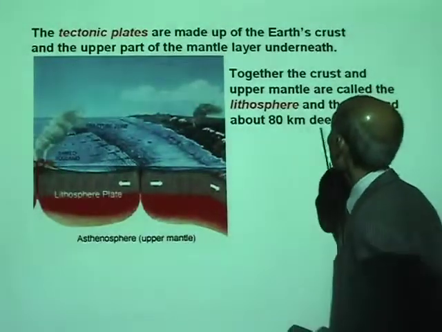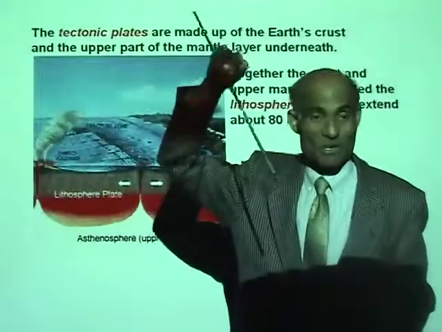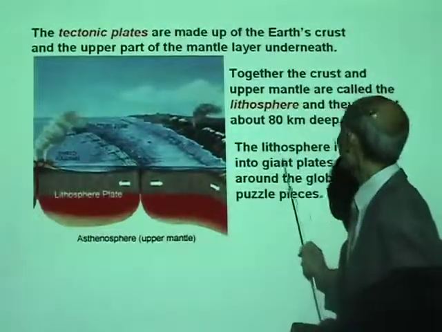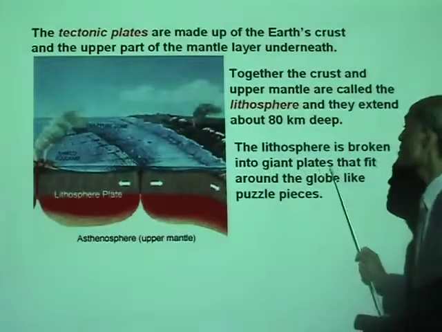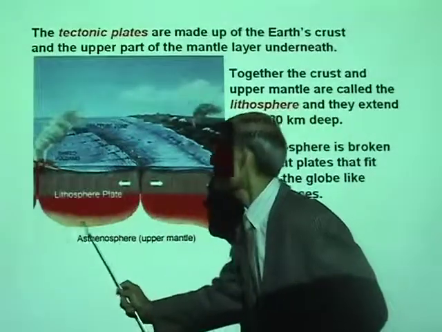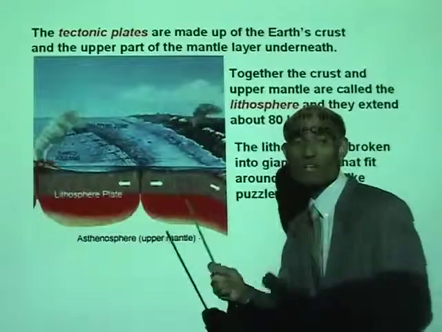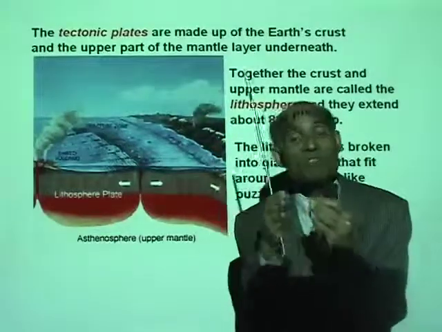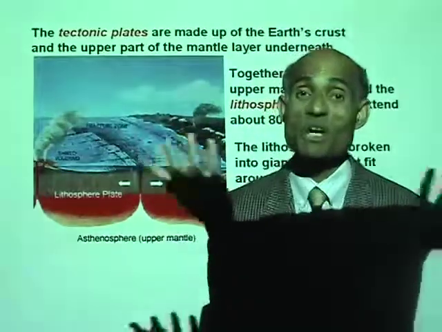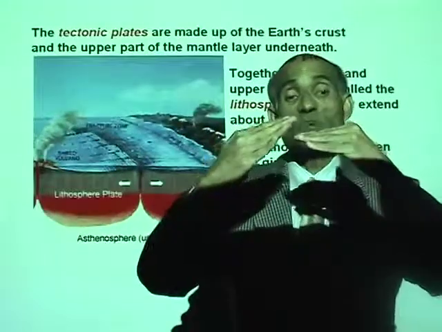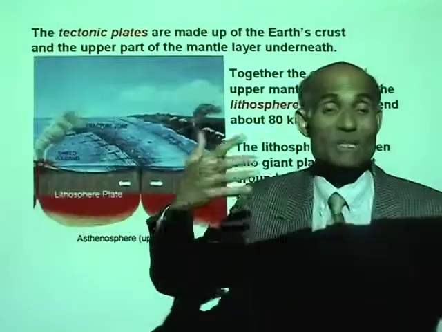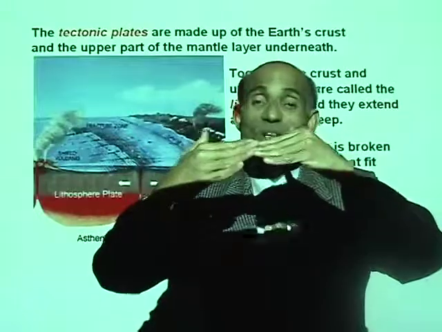And they extend about 80 kilometers deep. So the lithosphere is about 80 kilometers deep. The lithosphere is broken into giant plates that fit around the globe like puzzle pieces. If you look at this diagram, it is shown here how the lithosphere is broken into pieces and they fit together like puzzle pieces. And one of the interesting and sometimes disturbing pieces of information is that these pieces of huge rocks, the pieces of lithosphere called the tectonic plates, are constantly in motion.